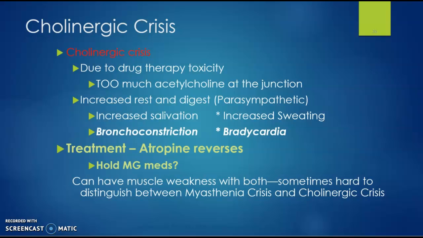On the opposite end of that, you can have cholinergic crisis. And this comes about when the therapy that you're on for myasthenia gravis gets to a toxic level in your system. And so what happens with that is you have way too much acetylcholine at the junction, and you tend to see some of the same symptoms, but they're based on parasympathetic reactions, such as increased rest and digest. The person will be more lethargic and sleepy, and have increased salivation.